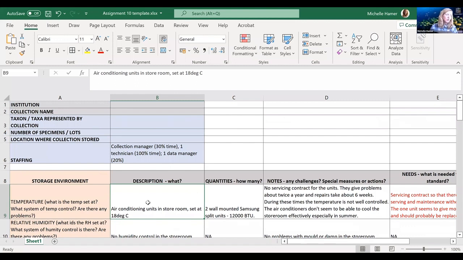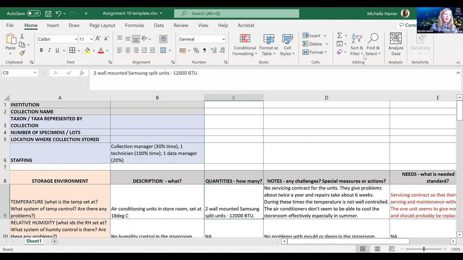So like, for example, here I said for the temperature control, there's air conditioning units in the storeroom. They're set at 18 degrees. How many? There's 2, and they're Samsung split units, 12,000 BTU. If you're unsure, you can say unsure about the specifications of them. It might be that your air conditioners are part of a building system, so they're not individual for that particular storeroom. Then you can put that there.